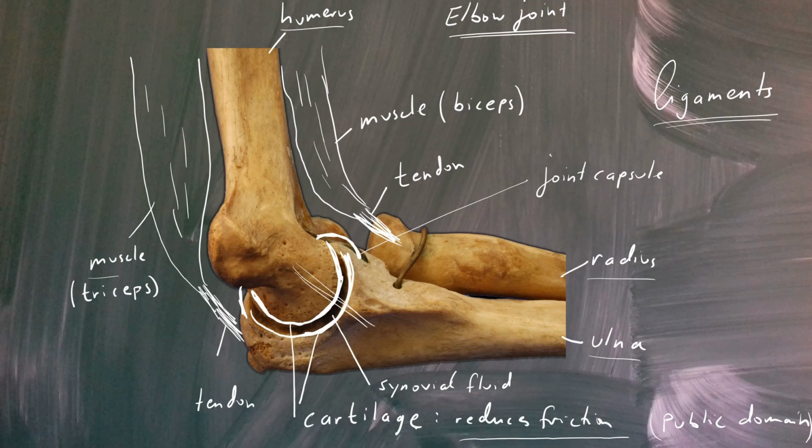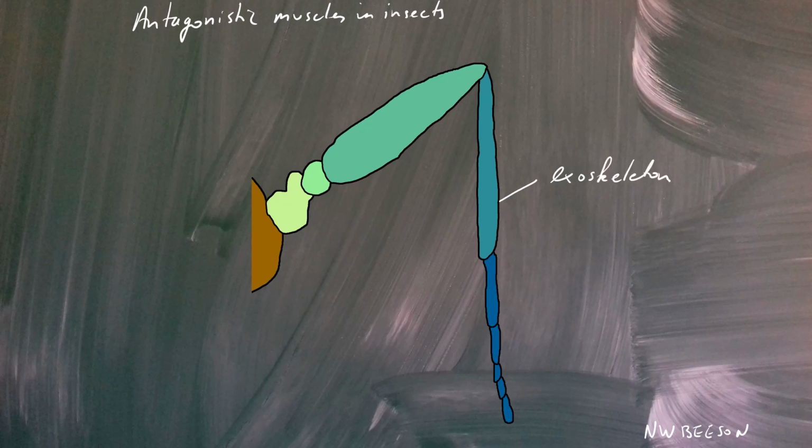Synovial. So we're now going to have a look at the antagonistic muscles in insects. This is supposed to be an insect leg, and an insect on the outside has a so-called exoskeleton, to which the muscles attach, but they also have antagonistic muscles. So if you want to move this leg here, then you also need muscles.